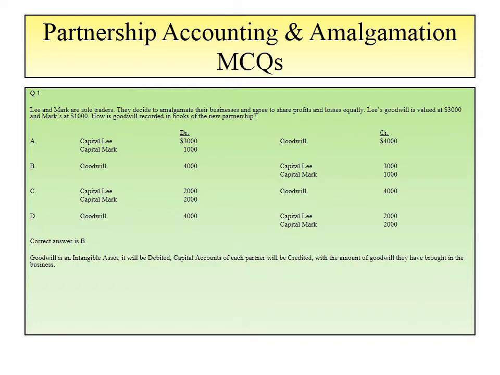it shall be debited. The total amount for the goodwill is 4,000. It shall be debited. So it seems that B is the right answer: goodwill is debited, and capital for Lee and capital for Mark are credited according to the amount of goodwill. Goodwill is an intangible asset. It will be debited. Capital accounts of each partner will be credited, with the amount of goodwill they have brought into the business.